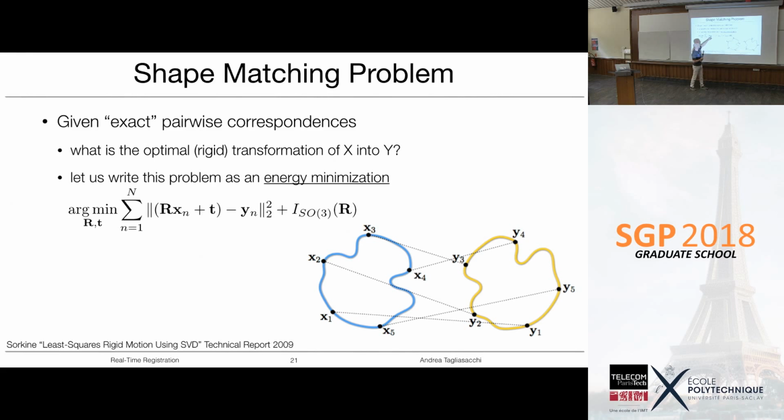And notice that there is xn right here and yn right here. So I take the deformed version of x, Rxn plus t, and I want it to be close in a Euclidean sense to the point yn. So this is the matching energy we were talking about before.